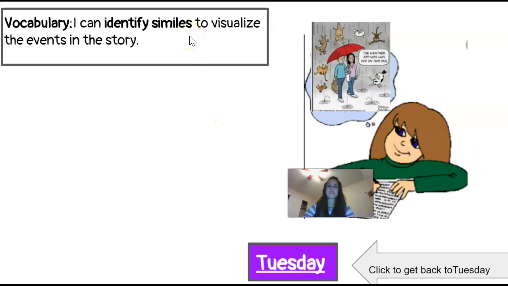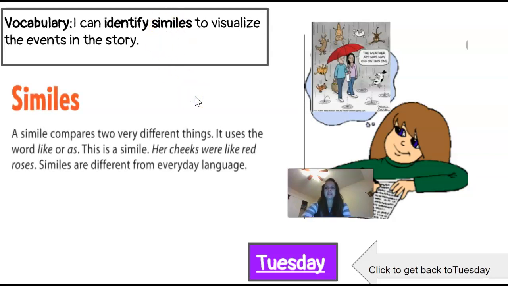Okay, let's focus our brains once more. Vocabulary. I can identify similes to visualize the events in the story. So as a reader, I always ask, what does that mean? What are similes? Well, let's see what similes are. A simile compares two different things. It uses the word like or as. This is a simile. Her cheeks were like red roses.